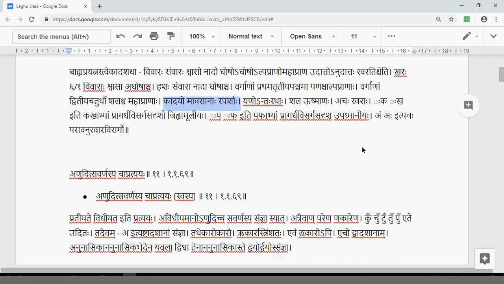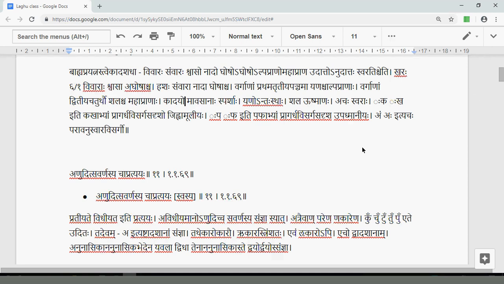Ka-adi, ma-avasanaha sparshaha. What are sparshaha? Sparshas have sprishtam as their prayatnam. And what are these sparsha varnas? Kadayaha: those starting with ka. Ka is the adi, and ma is the avasana, the end. They are ma-avasanaha.